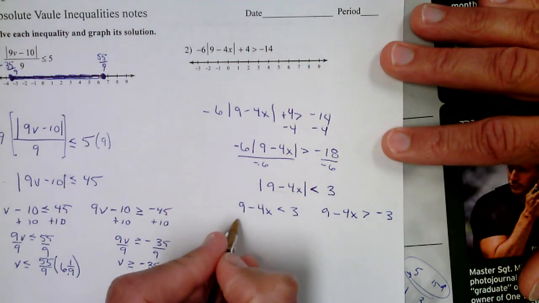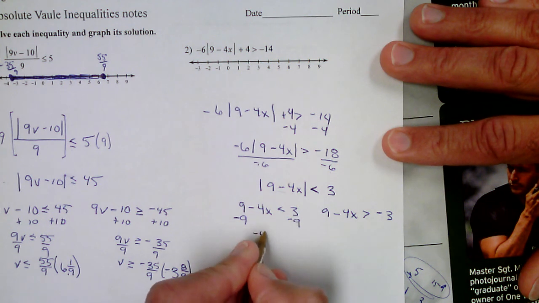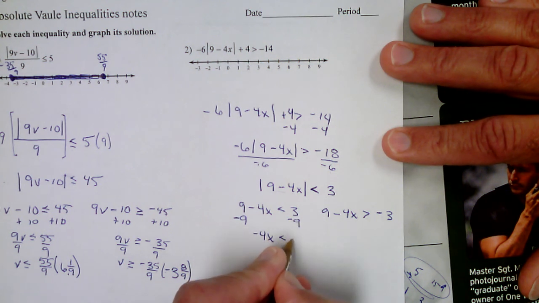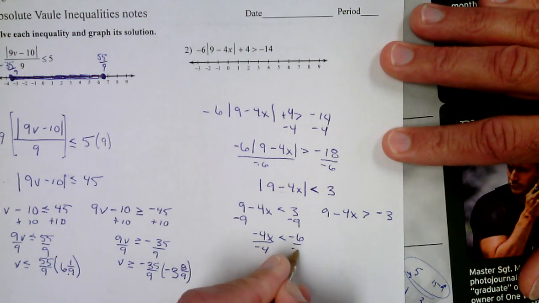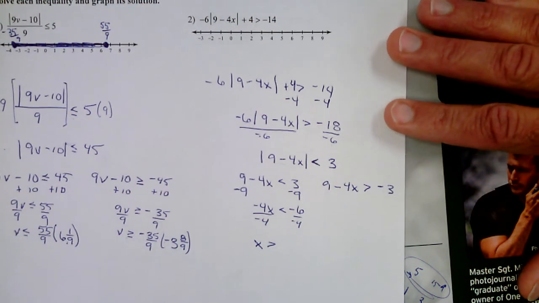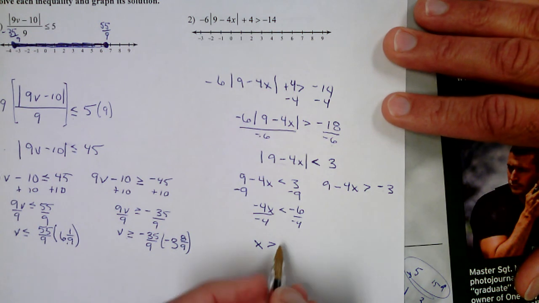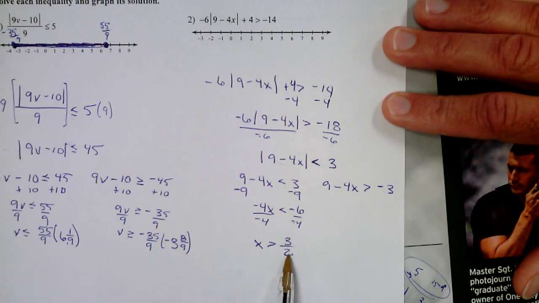Flip that sign. Subtract 9, minus 9. Negative 4x is less than negative 6. Divide by negative 4, divide by negative 4. And look at that, we're going to have to flip the sign again, because we are dividing by a negative number. So you have to flip that sign. So then we simplify this fraction. It becomes 3 halves, a negative divided by a negative, and both 6 and 4 are divisible by 2.